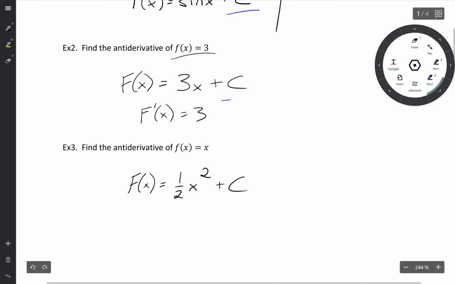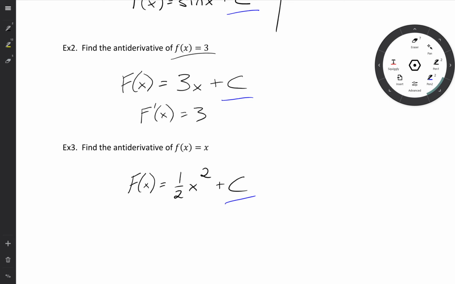Sadly, in every single one of these problems, if you forget the c and it's asking for a general antiderivative, I will take off points. Do not forget the c.